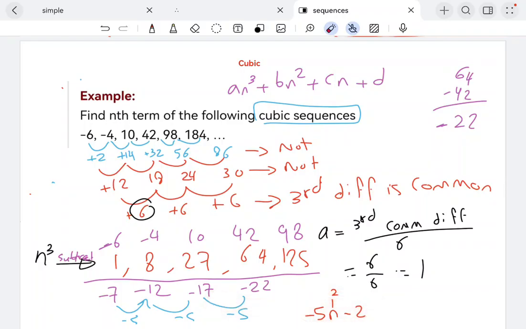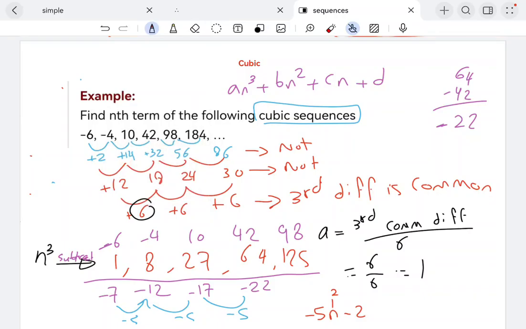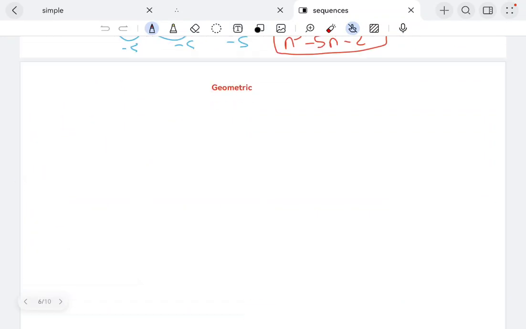So that could be one of the hardest sequences in cubic, which I don't see as hard at all. So it's going to be n cubed minus 5n minus 2, and that's a cubic sequence. Okay, now let's go to geometric sequence. That's easy. Alhamdulillah, that's really easy.